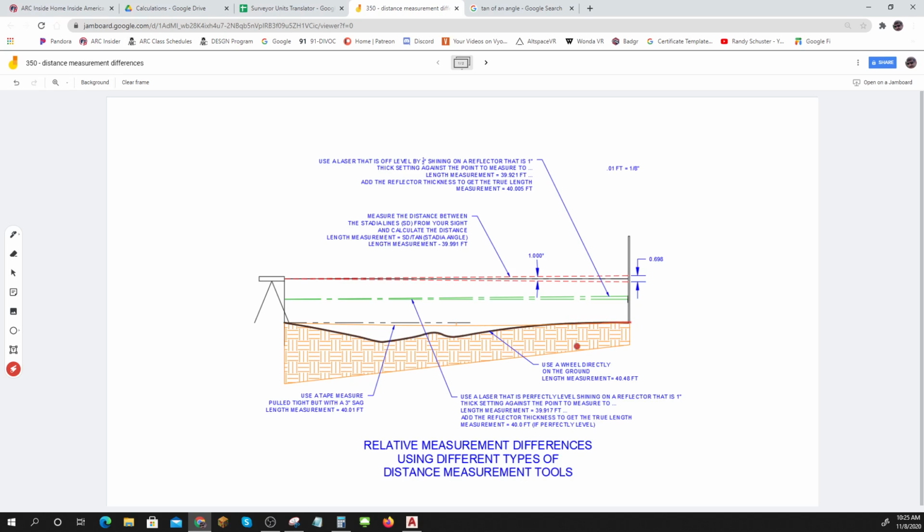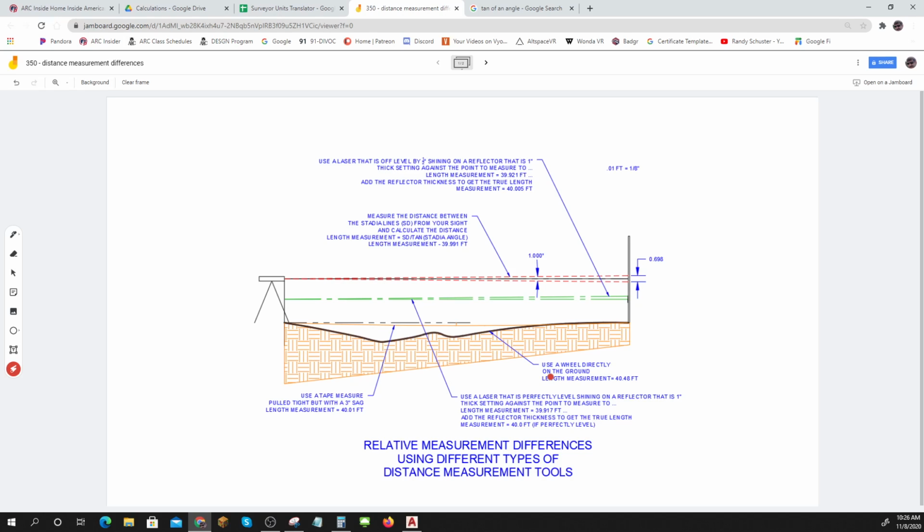And unfortunately, though, if the ground is not perfectly level, we're measuring the distance along the ground rather than the straight distance to get the position. And so in this example, I've positioned my rod exactly 40 feet away from my site. And as I drew the ground on this, I came up with a length measurement of 40.48 feet. So that's off by close to half a foot, 6 inches.